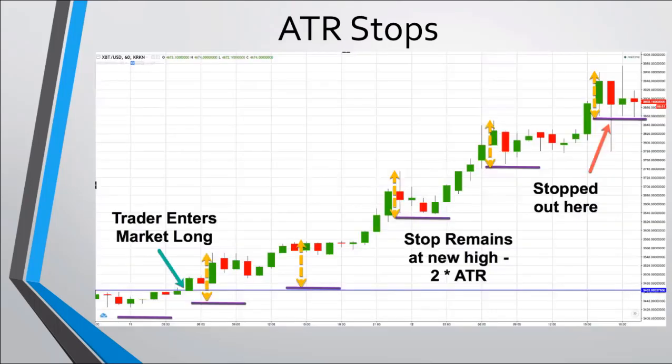Again, easier to see graphically. So let's say the trader enters the market long on this break above the blue line. Could be with an ATR system. It could be with another system. Doesn't matter. Their initial stop is down here at the purple line.